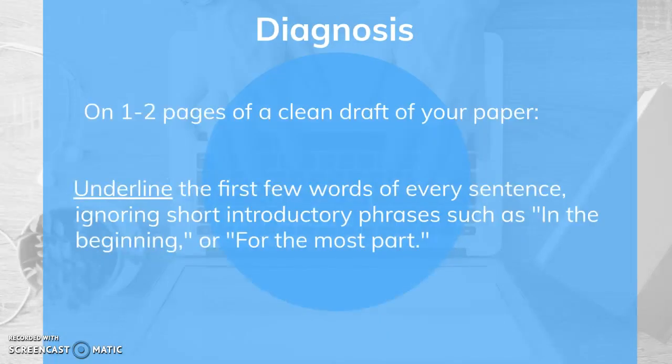So let's take a moment to do an activity where we practice diagnosis and analysis. If you haven't done so already, go ahead and grab that draft of your paper, either a printed copy or pull up the document on your computer. So on 1 or 2 pages of a clean draft of your paper, you want to go ahead and underline the first few words of every sentence. That's right, every single sentence, ignoring short introductory phrases such as in the beginning or for the most part. You know, those little snippets of text that happen before a comma. Just the first important words of the sentence.